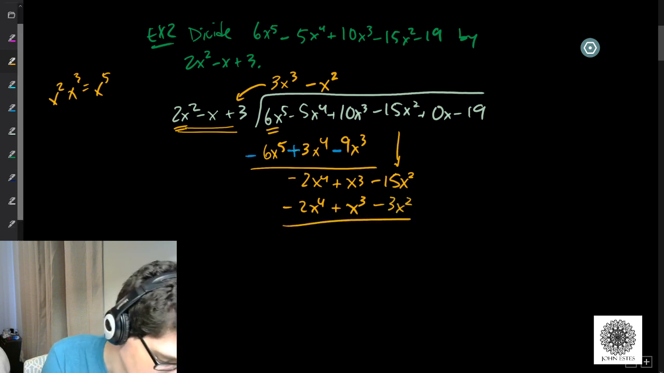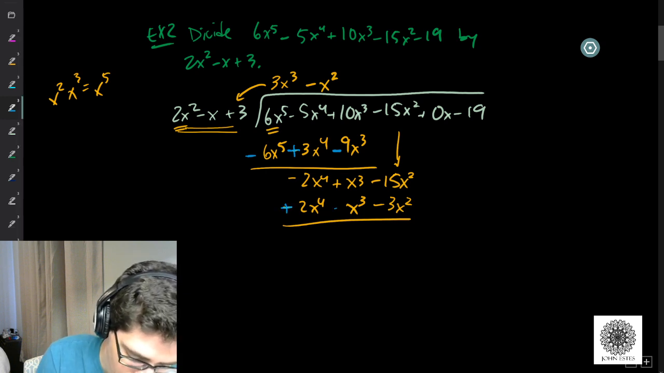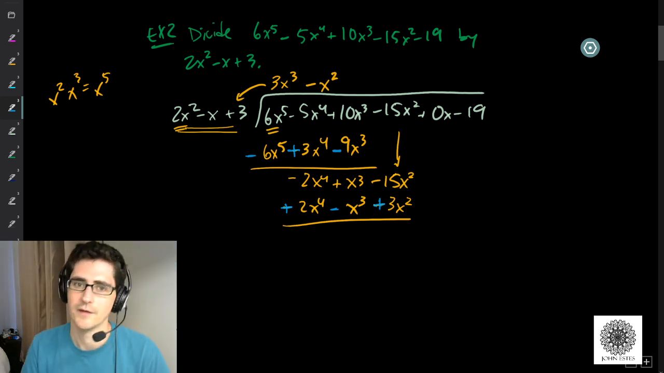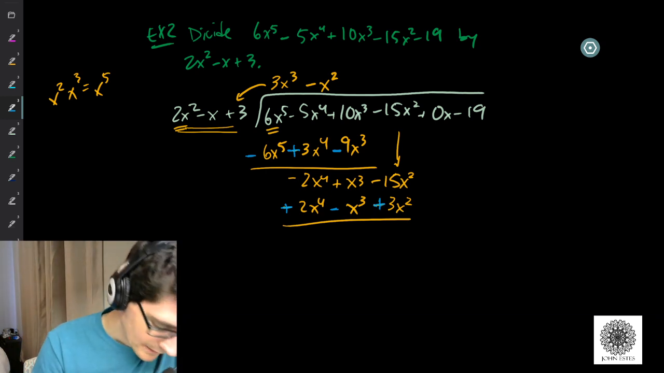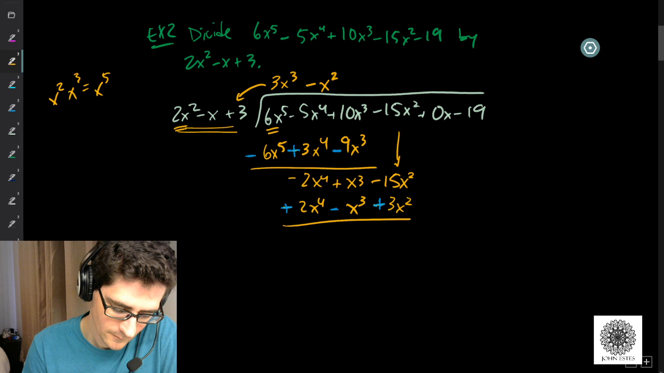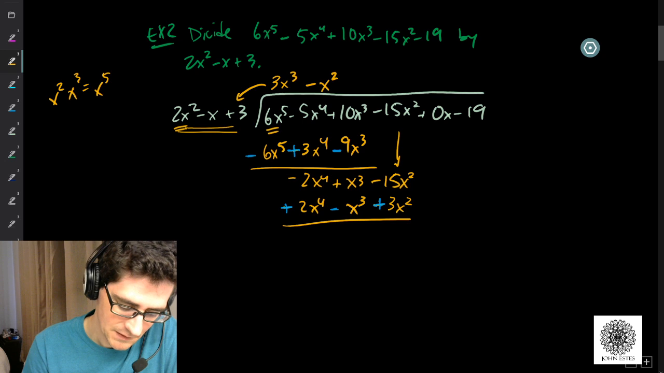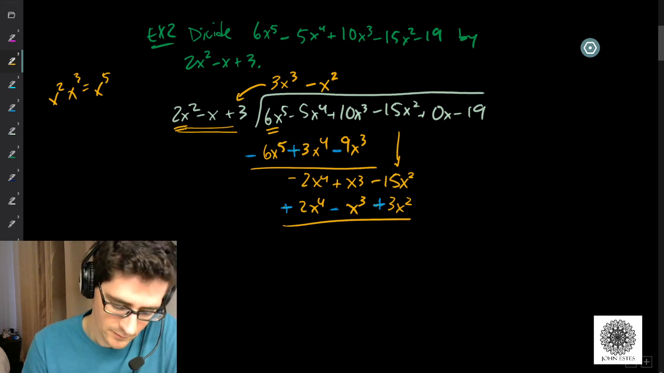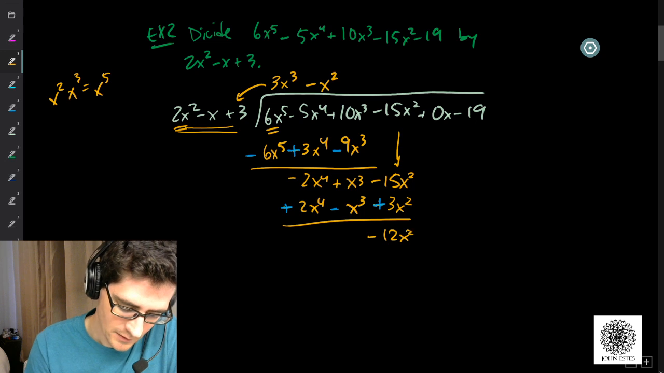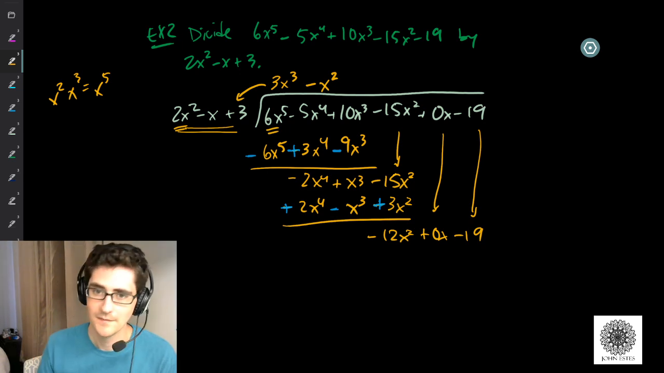And now I'm going to, again, subtract. So I'm flipping all my signs. If you do that, it'll just help you avoid a silly arithmetic error that comes up every once in a while, okay? And now I add these together. So negative 2x to the fourth plus 2x to the fourth is 0. X cubed minus x cubed, well, that's actually 0 as well. And then negative 15x squared plus 3x squared, we get negative 12x squared. And I'm going to go ahead and bring down the 0x, and the negative 19. And I think we can run it one more time.